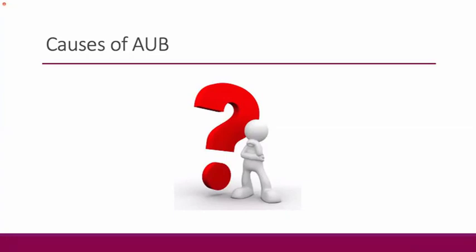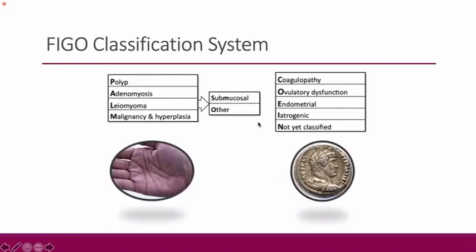To discuss that and to know what's happening, you need to know the causes for abnormal uterine bleeding. There is something we call the PALM-COEIN classification system. The PALM part stands for the structural problems, and COEIN means functional problems: coagulopathy, ovulatory dysfunction, endometrial. We are going to talk about each of these problems.